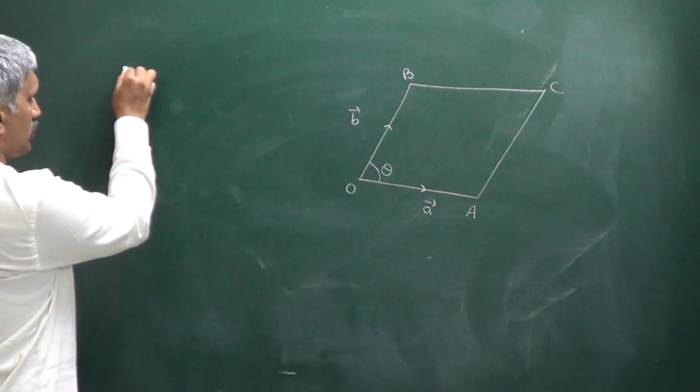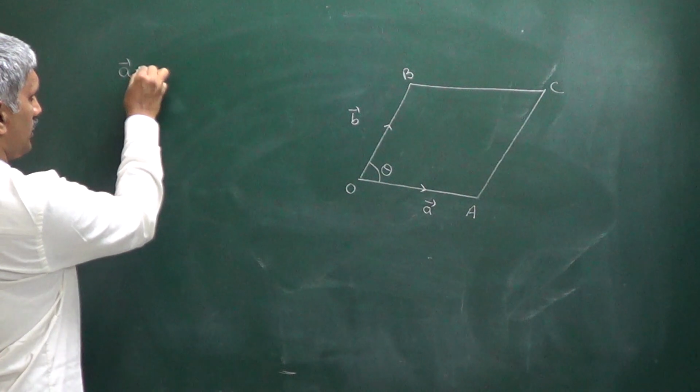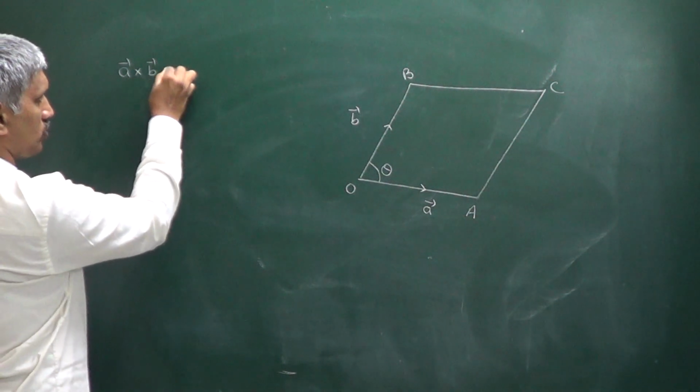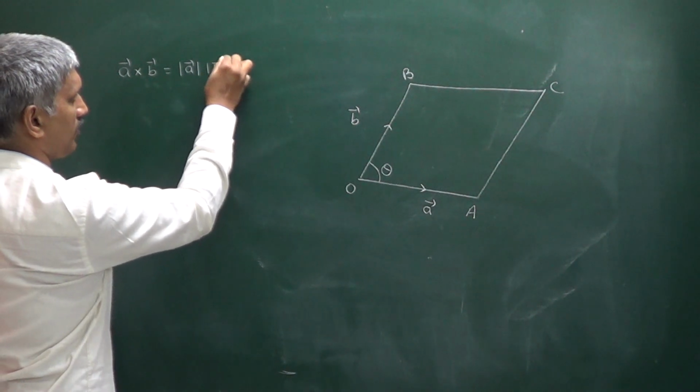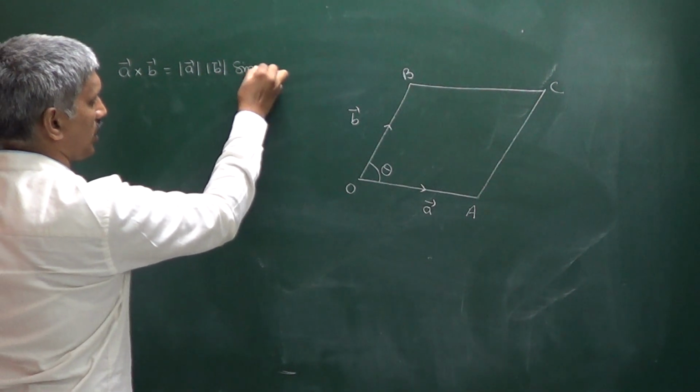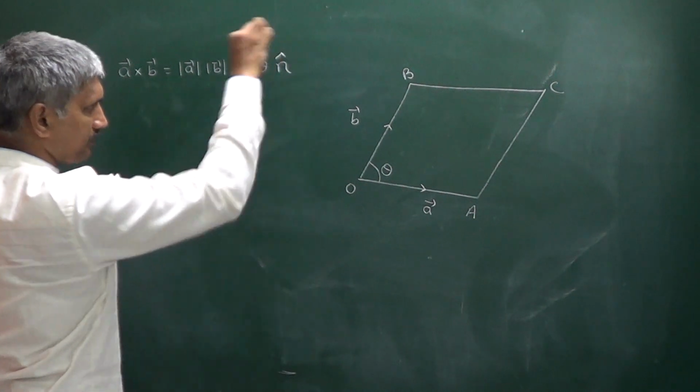Now what is the definition of A bar cross B bar? A bar cross B bar is equal to magnitude of A bar into magnitude of B bar into sin theta into n cap.